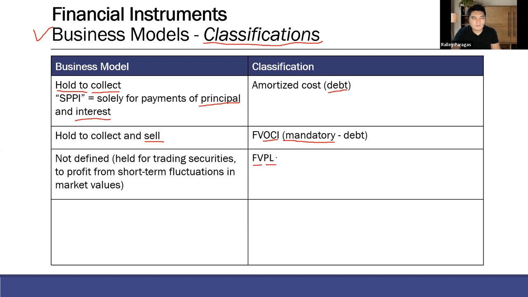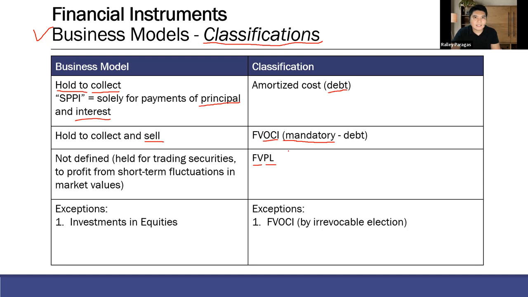Later on, illustrate pa natin further kung ano pa yung mga accounting implications natin. Okay, and then lastly, may mga exceptions ba tayo, sir? Yes. May mga mangilan-ngilan tayong exceptions in terms of the business model rule.